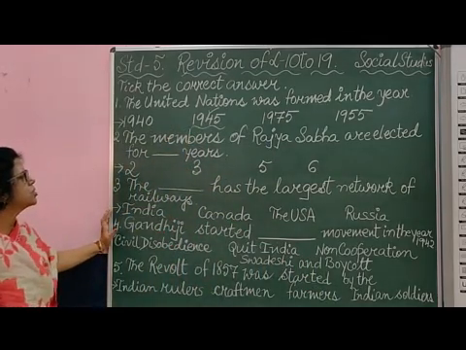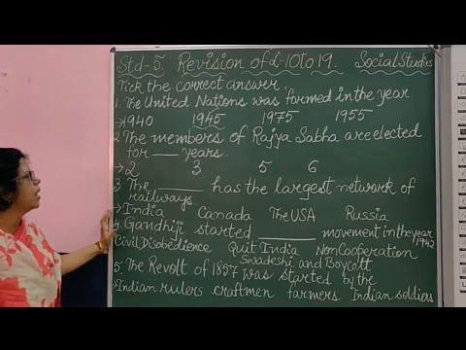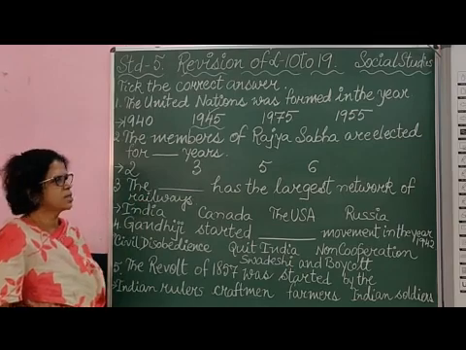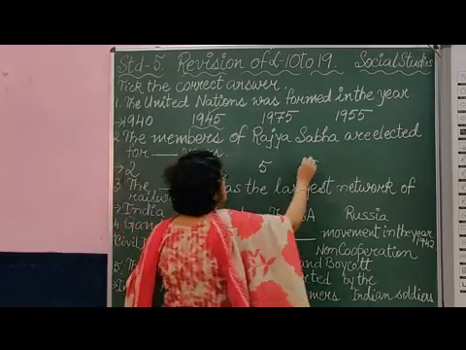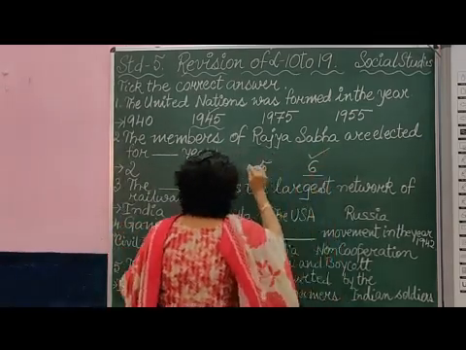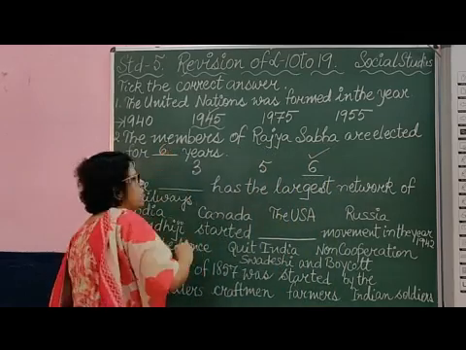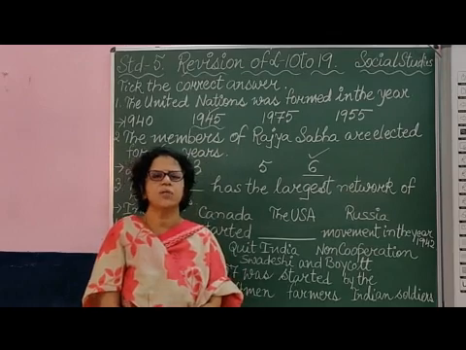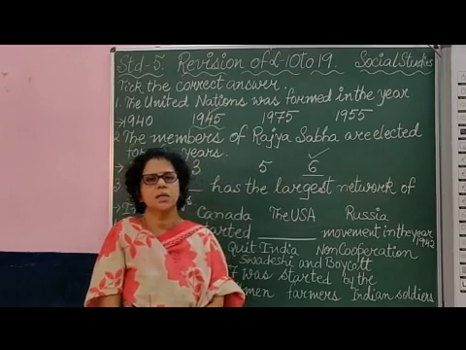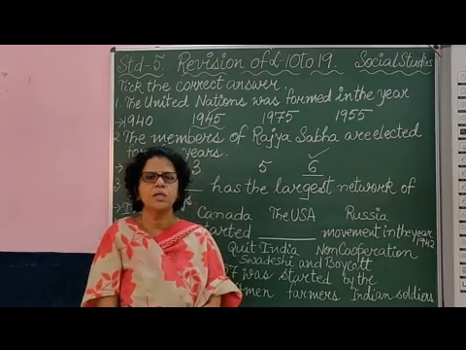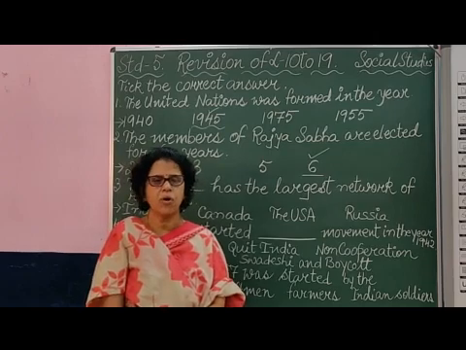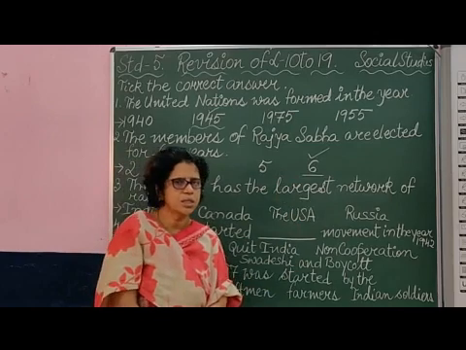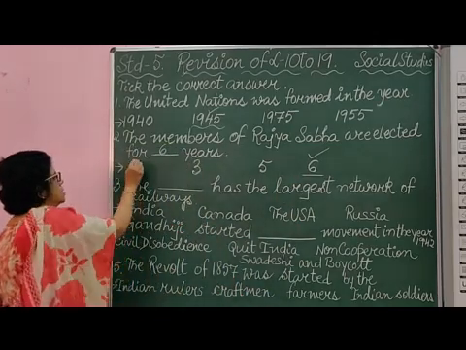Coming to the second question, children, the members of Rajya Sabha are elected for dash year. Is it 2 years, 3 years, 5 years or 6 years? As you know, they are elected for 6 years. The members of Lok Sabha, or the members of state legislative, or even the president, they are elected for a period of 5 years, but the Rajya Sabha members are elected for 6 years. So here also it is 6.